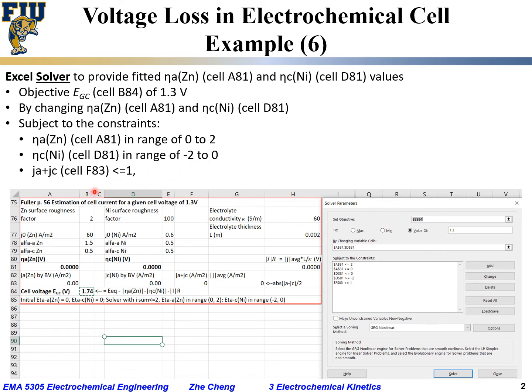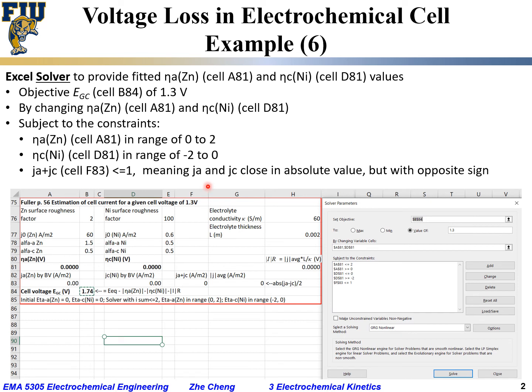And finally, for cell F83, which is the JA plus JC, and the absolute value, it should be smaller than 1. Meaning JA and JC are close in absolute value, but with opposite sign. Okay, close in absolute value, but opposite sign.